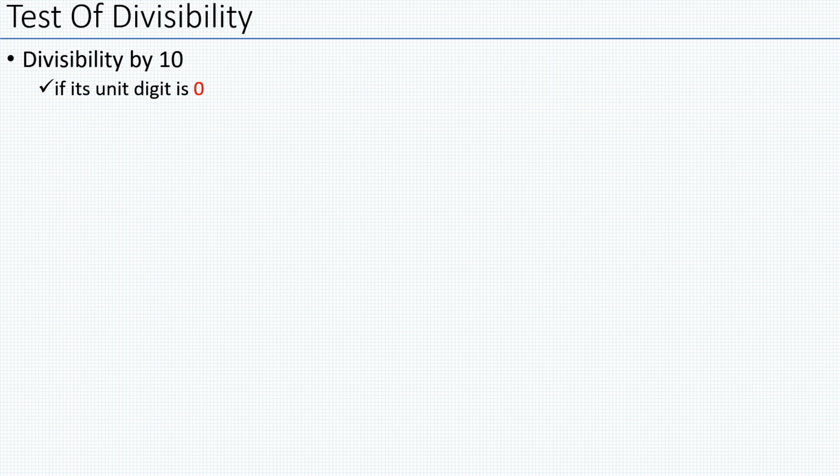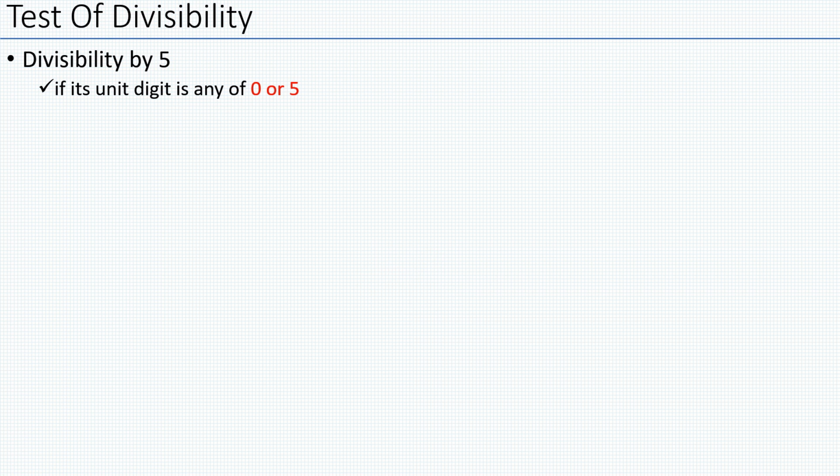Now let's check whether it is divisible by 10 or not. It is very easy. Just see if the unit digit is 0. If it is 0, then you can divide. Otherwise, it is not divisible. Let's see 147. It is not divisible because the unit digit is not 0.